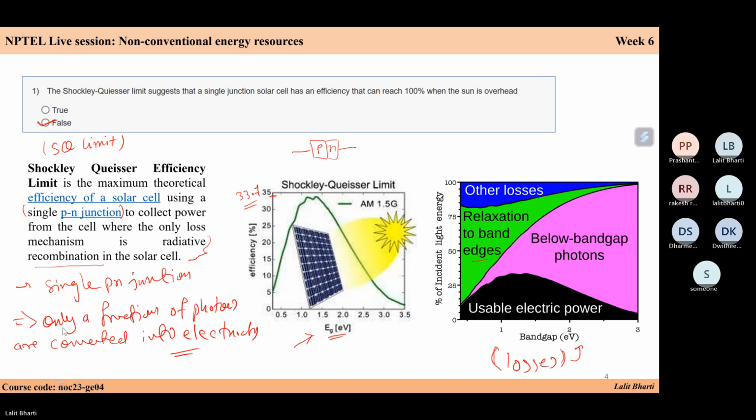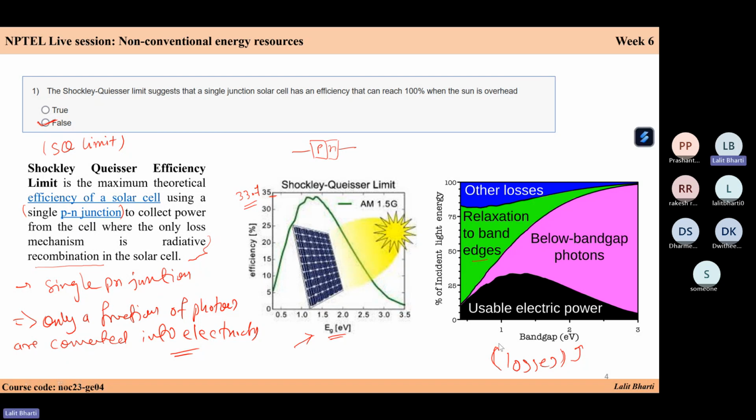Since only a fraction of photons are converted into electricity, it cannot be 100%. You always have some efficiency losses. This limit is called the Shockley-Queisser limit. It is 33.7%. So the statement is false: you cannot reach an efficiency of 100% even when the sun is overhead or directly in line with the solar cell.